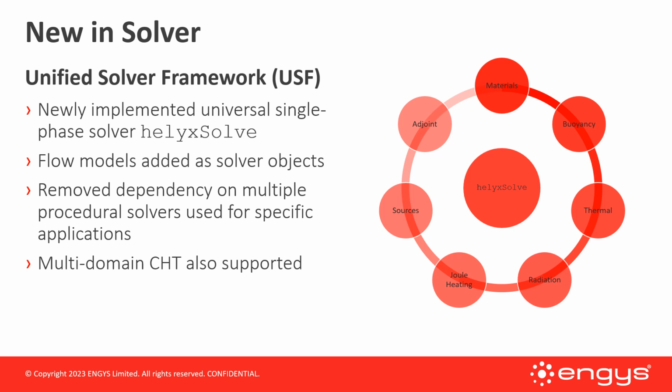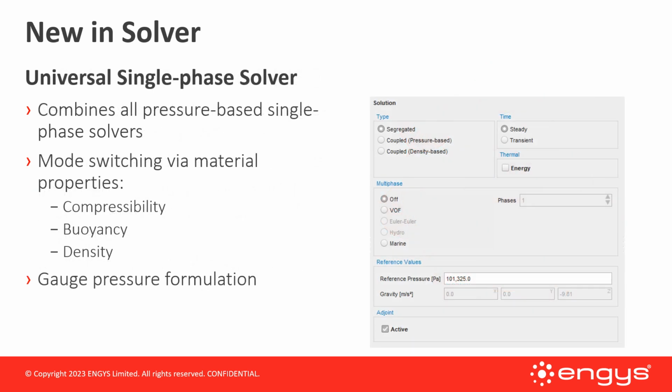We call this approach the Unified Solver Framework, in which flow models are added as solver objects in a modular fashion. In version 4, we have implemented the Universal Single-Phase Solver. Now, instead of having different solvers to account for heat transfer, buoyancy, transient effects, compressibility, and so on, this system comprises all the existent pressure-based single-phase solvers into one unique solver called Helix Solve.